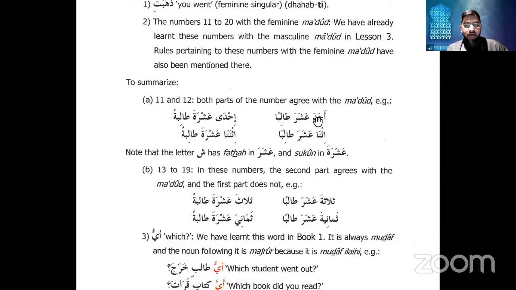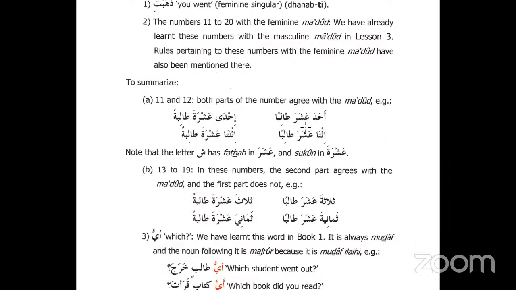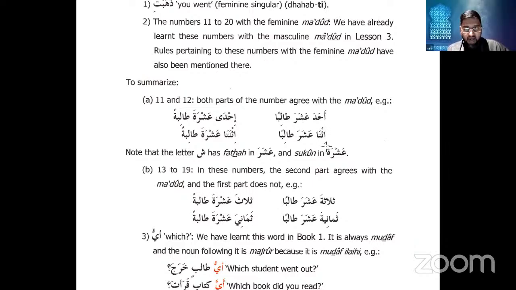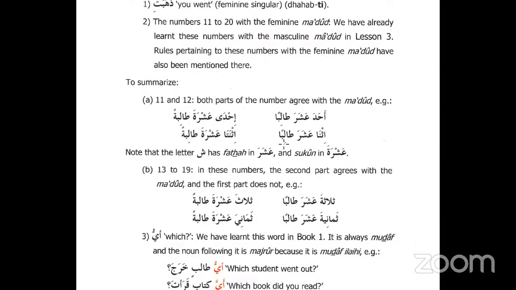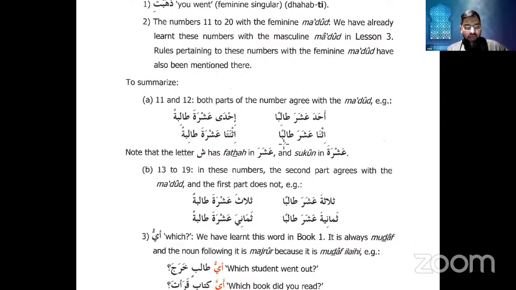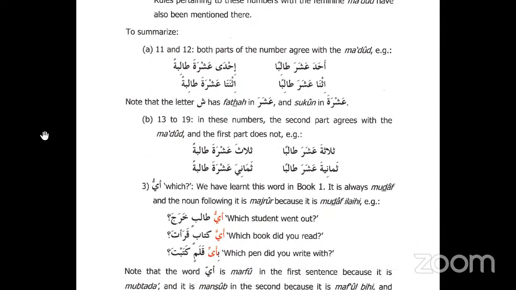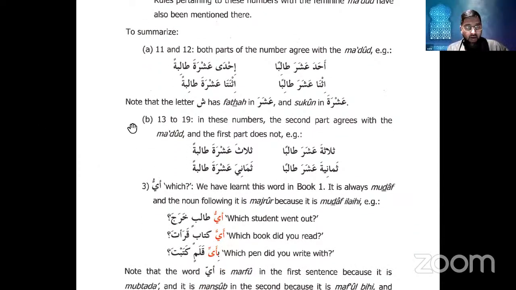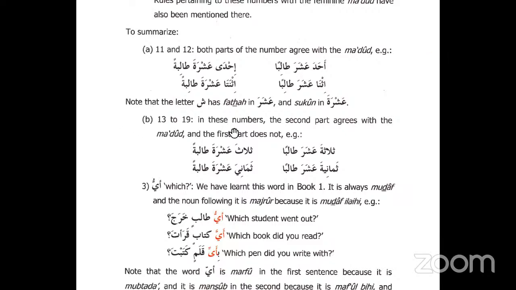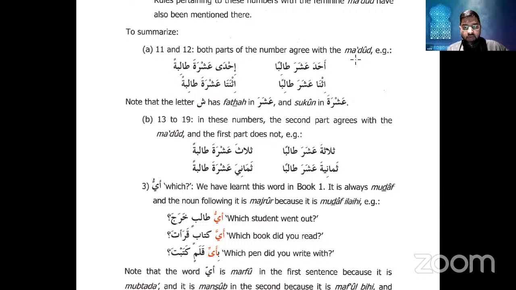Ahada ashara, taliban, and ithna ashara, taliban. So both of these numbers here, 11 and 12, are masculine. Ahada is masculine, ashara is masculine. Ithna is masculine, ashara is masculine. Taliban is also masculine. So the numbers 11 and 12, they are like sifa mawsuf. They will correspond to the ma'dud itself. Is that clear? Yes. Then numbers will correspond to the ma'dud. Ma'dud means the thing which has been counted.